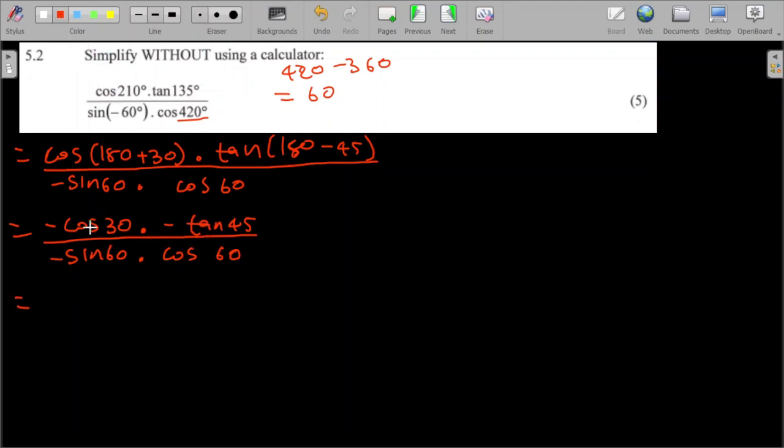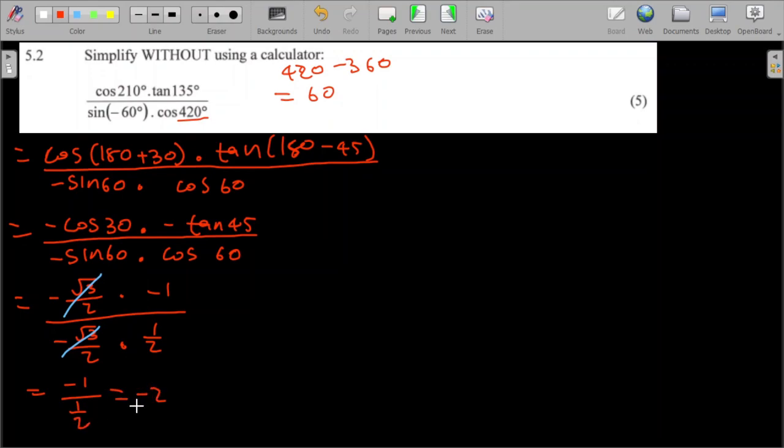Now from here, special angles, so cos of 30 is negative root 3 over 2 times, this is going to be negative 1 all over negative also root 3 over 2 times cos of 60, it's 1 over 2. Then from here I can cancel this, cancels this, then the answer here is negative 1 all over 1 over 2, which is going to give us negative 2.